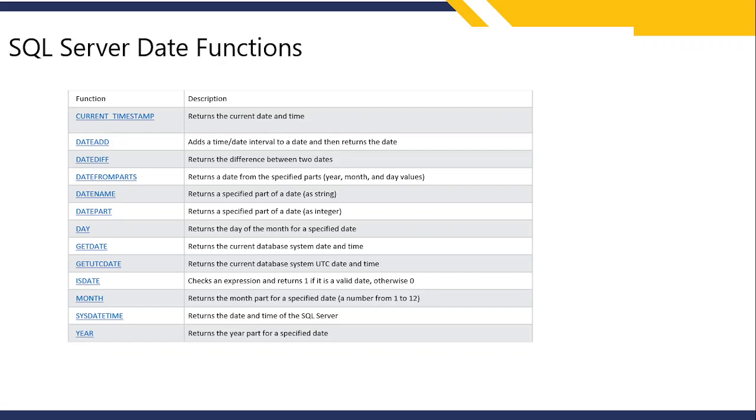Then there is GETUTCDATE. GETUTCDATE will get me the database system's UTC date. And then there is ISDATE. ISDATE will basically check the validity of a date. There is no point in passing the 32nd of August, something like that. So it will just check the validity of the date. Then there is also SYSDATETIME. SYSDATETIME will return the date and time of the SQL Server.